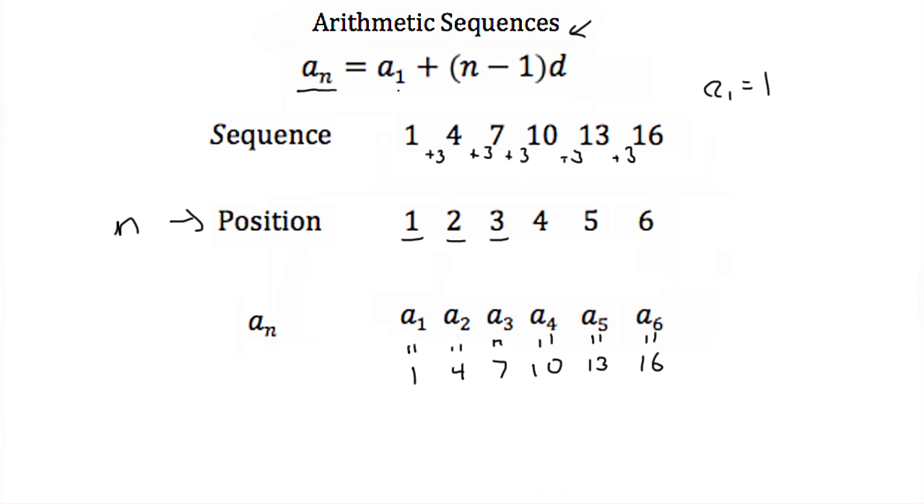Now, the only thing we haven't explained now is this d. D is called our common difference. The common difference is what the sequence changes by each time. So in this instance, our common difference would be equal to 3. So let's see if we can apply this formula with a couple examples.